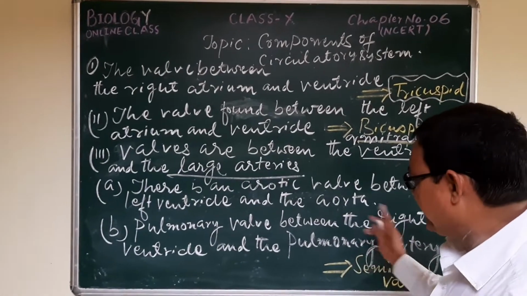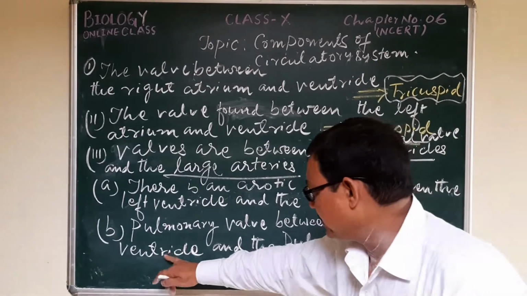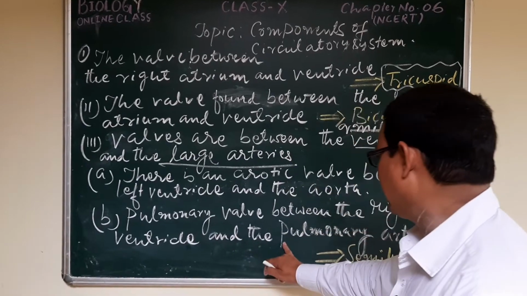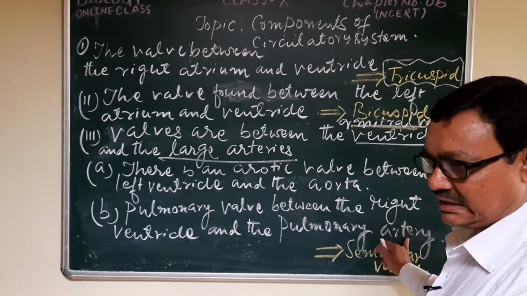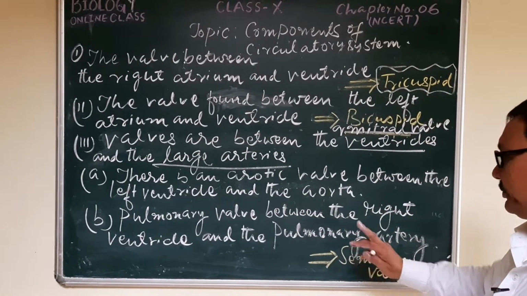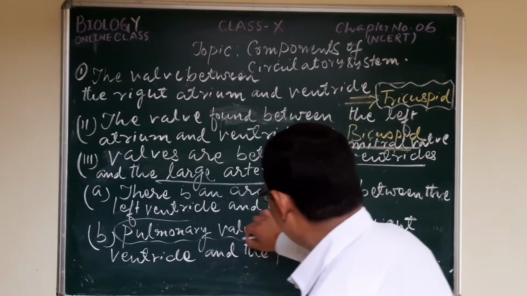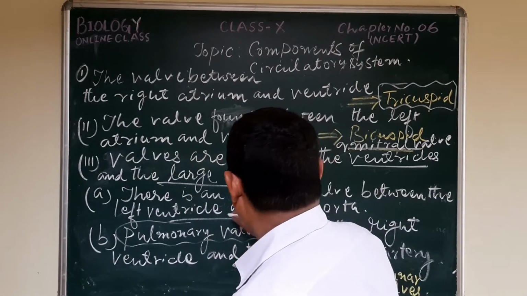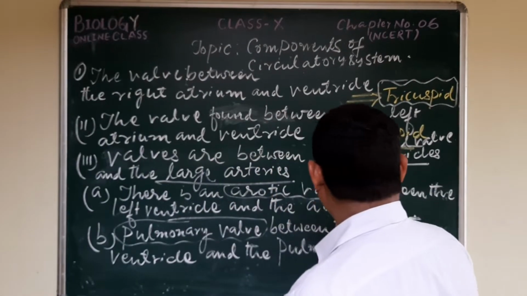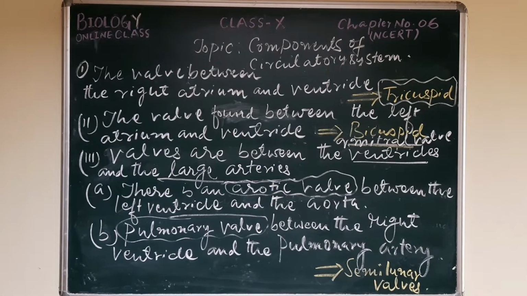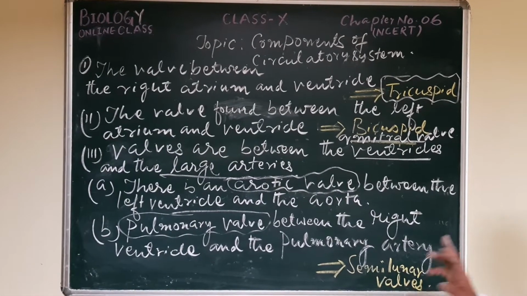Similarly, in the circulation from the right side of the heart, between the right ventricle and the pulmonary artery, there is also a valve, the pulmonary valve, and this is the aortic valve. These two valves are also known as semi-lunar valves.